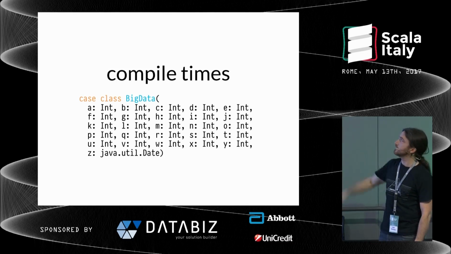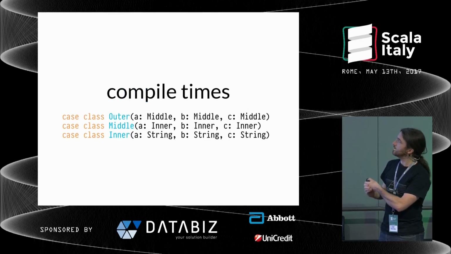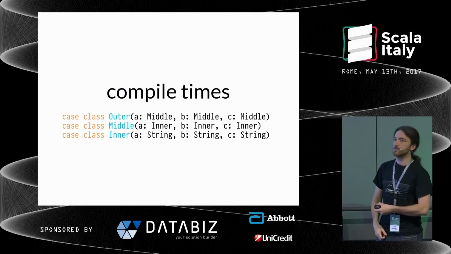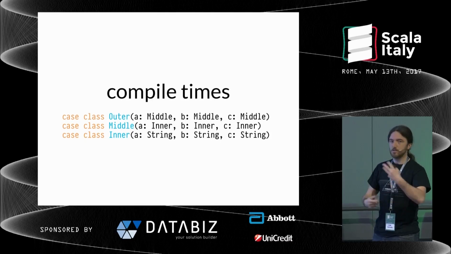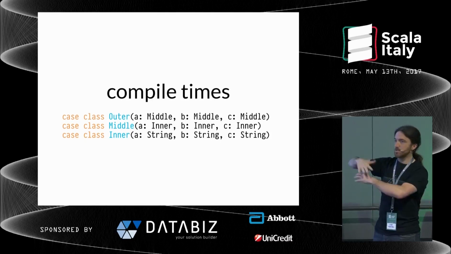Now, this is probably unlikely. You probably won't have a case class like this in your code, but you might have some case classes like this. An outer has 3 middles, a middle has 3 inners, and an inner has 3 strings. So if you think about generating a pure for outer, we're going to have to go through 3 times 3 times 3 combinations of things to find that. And that will take a certain amount of time.